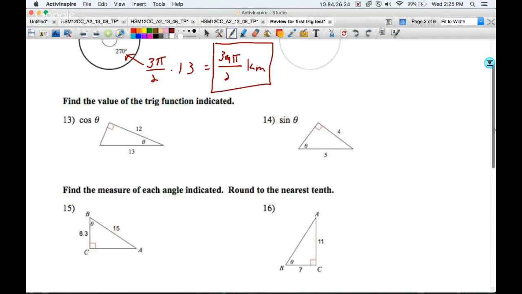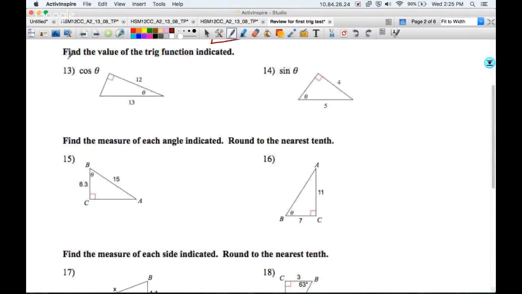Let's move on. Find the value of the trig function indicated. Notice for these, you never actually have to find theta to answer these kinds of questions. You just have to give me the ratio indicated by this trig function. Cosine is adjacent over hypotenuse. According to this, the adjacent would be 12. The hypotenuse is 13. We got 12 over 13. That's all I need. We never had to find theta. We just had to do the correct ratio.